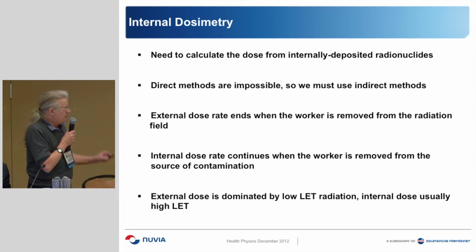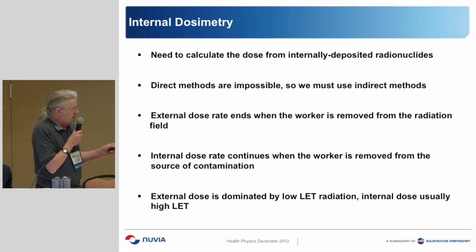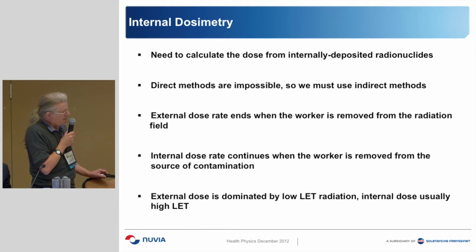Okay, so that reiterates most of the points I've already made. We've got to use indirect methods. The other point is that external dose is often dominated by low LET radiation, whereas internal dose is predominantly high LET, particularly in the case of MIAC.